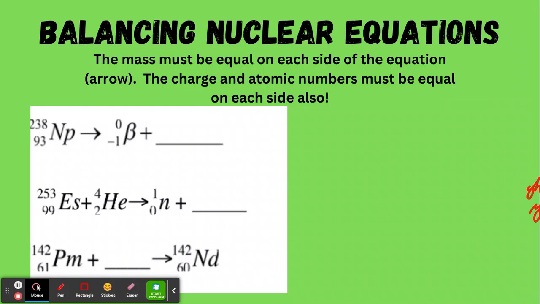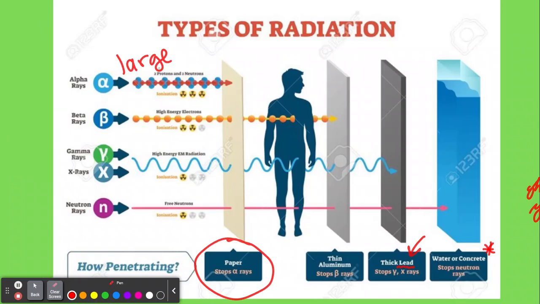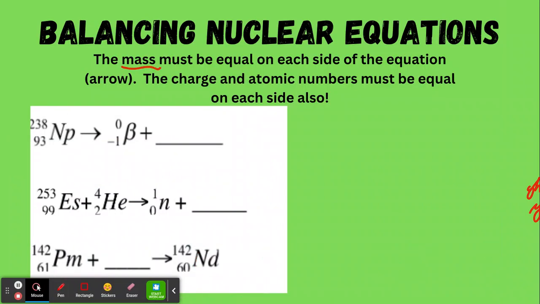we're going to talk about how we balance nuclear equations. Now, we talked about this a little bit and we looked at fusion reactions in class. But I want to remind you that when you are balancing equations, the mass, which is the top number, must be equal on both sides of the equation, okay? Which means the arrow is your equal sign on top and on the bottom, okay? And the mass has to be equal, which is on the top. And then the charge and atomic number, which is on the bottom, also has to be equal.